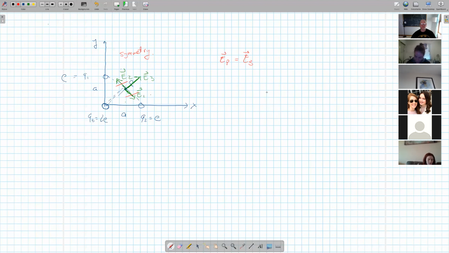So good. So from here, then what we know is that what? Well, this guy, E3, is simply going to be K times Q3 divided by the distance R squared. And this is going to point in what? Are you guys familiar with unit vector notation? Have you seen that before?